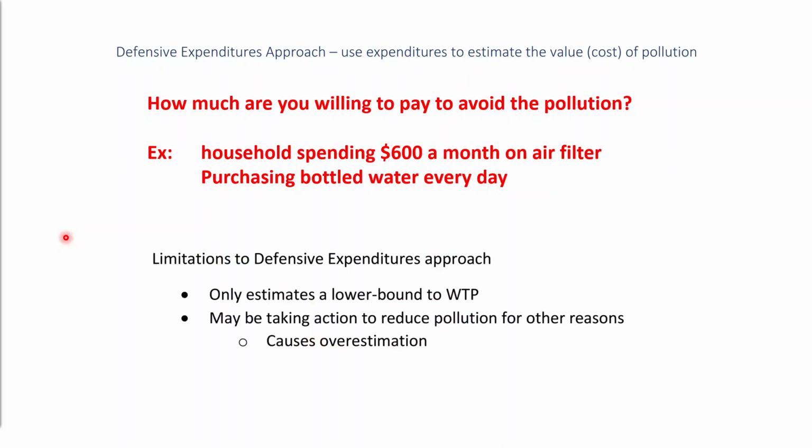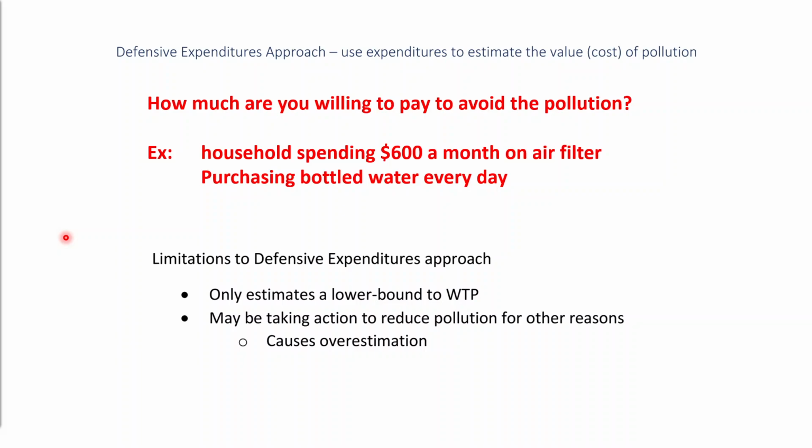Now this obviously has limitations. One of the limitations is this: we only get a lower bound of the valuation, of the willingness to pay, because we only observe the household spending $600 a month. Maybe they're willing to pay more, maybe they value the clean air a lot more than that. So if we observe that they spend $600 a month, the only thing we can conclude is that they value the clean air at least $600.